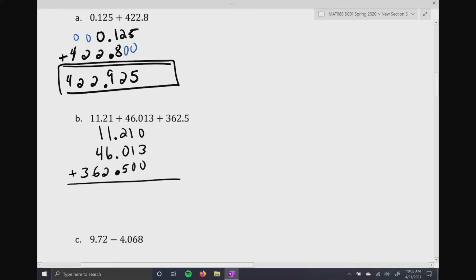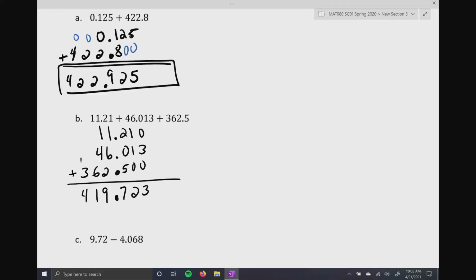Now I just add straight down. 3, 2, 7. Look at my decimal point, now it's all nice and lined up. 1 and 2 is 7, plus 2 more is 9. 6 and 4 is 10, plus 1 is 11. Carry the 1. For 419.723. Are there any questions?